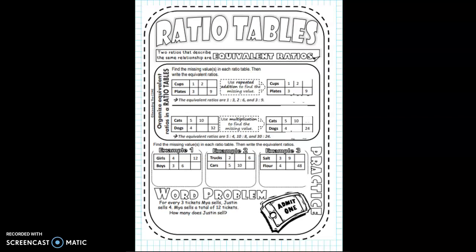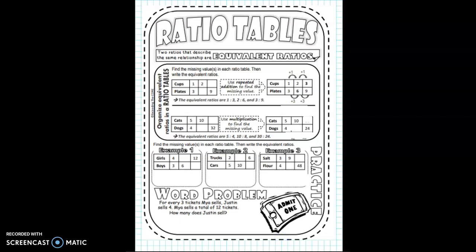If I look at the top row of cups, I can see that 1 plus 1 is 2, and I can continue that pattern by adding 2 plus 1 for 3. On the bottom, my rule will be plus 3, so 3 plus 3 is 6.